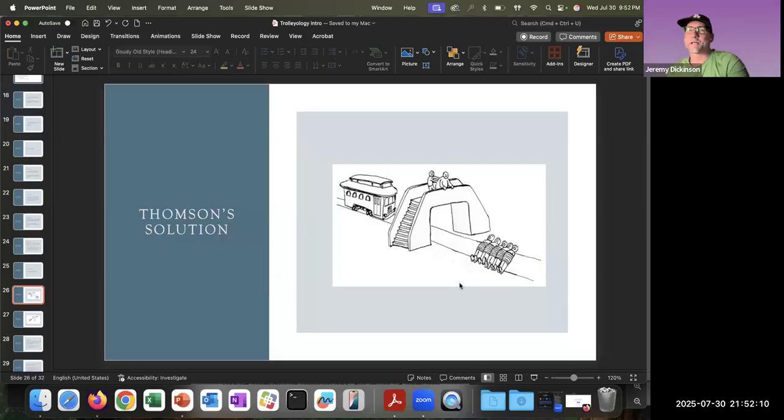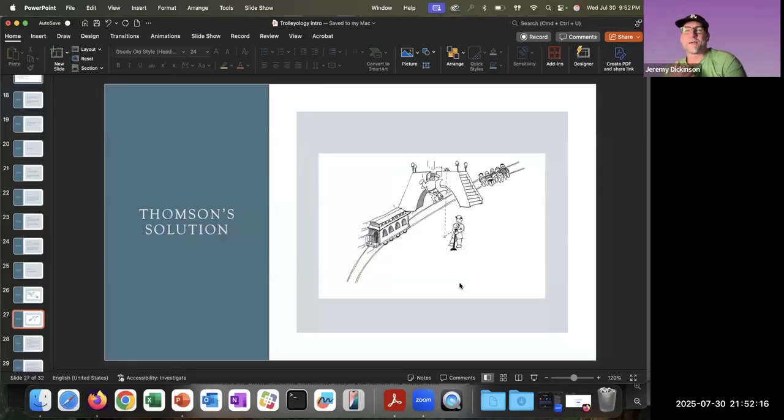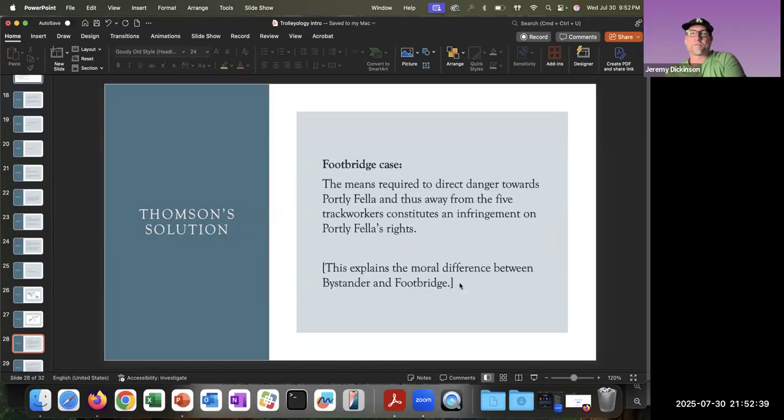Some don't like the pushing aspect of it. I think that might taint our intuitions or our strong judgments when we think about the case. So they invent a case where it's a bystander again, who has a switch available, and he could knock the portly fella, fat man, off of the footbridge to stop the trolley. But obviously, he's getting pushed to his certain death in order to save the five.